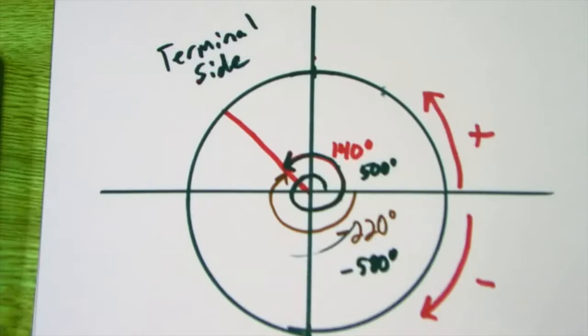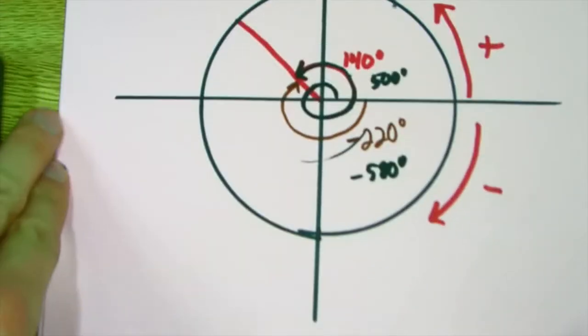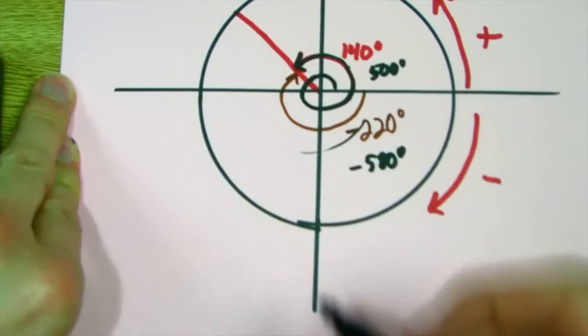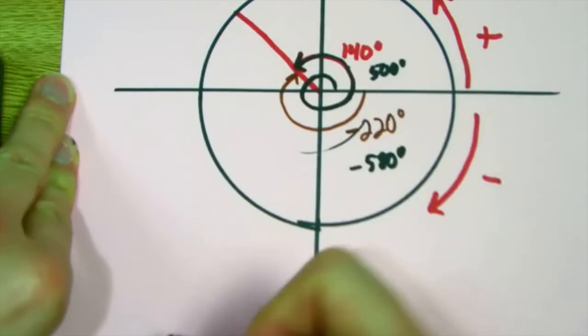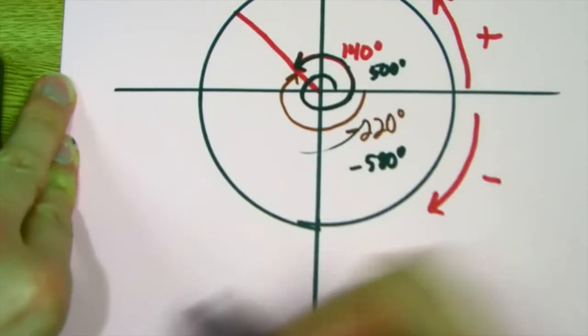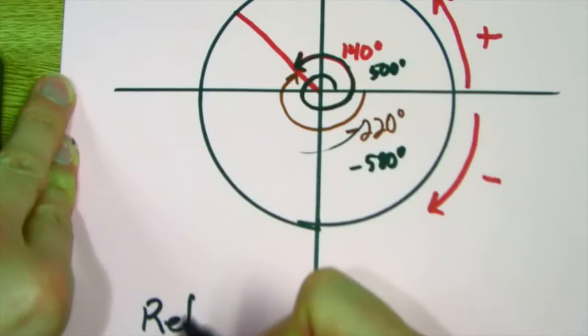And that can just keep going. I can just keep either adding or subtracting 360. Okay. The other thing we want to talk about, something that ends up being really important when we're understanding conceptually what's going on with the unit circle, is the idea of a reference angle.